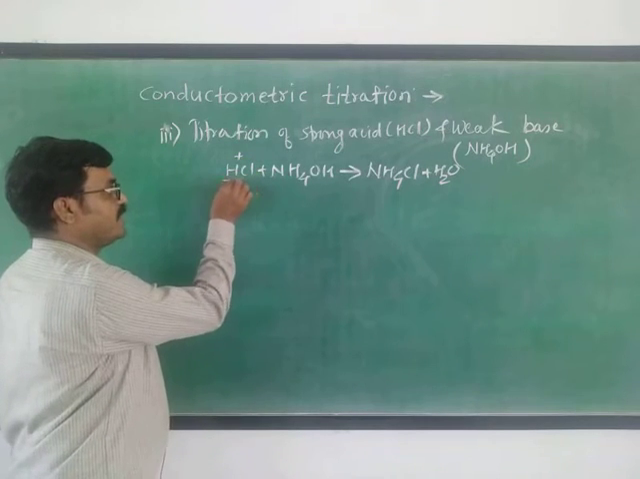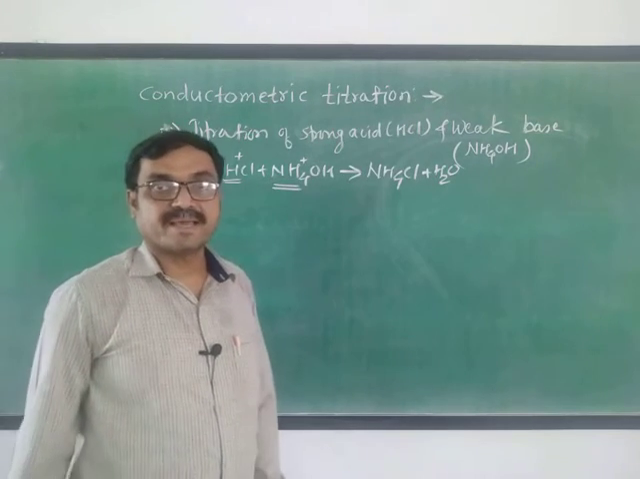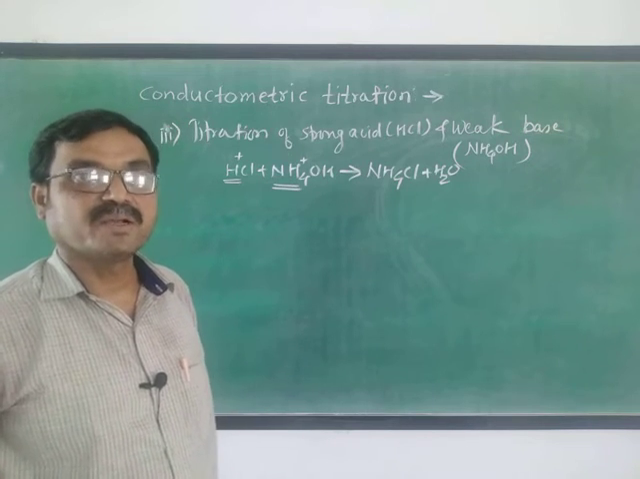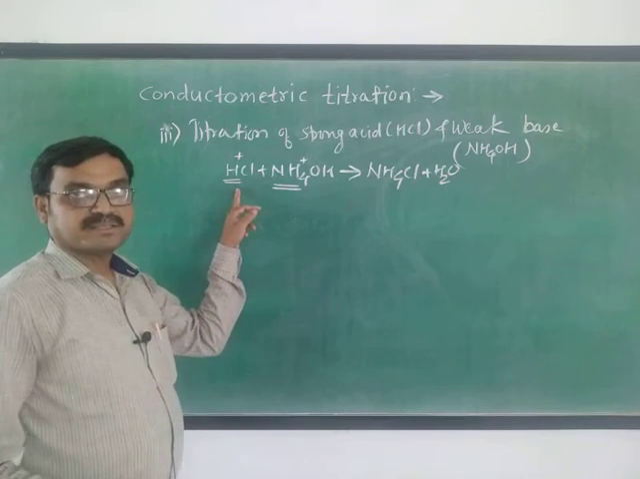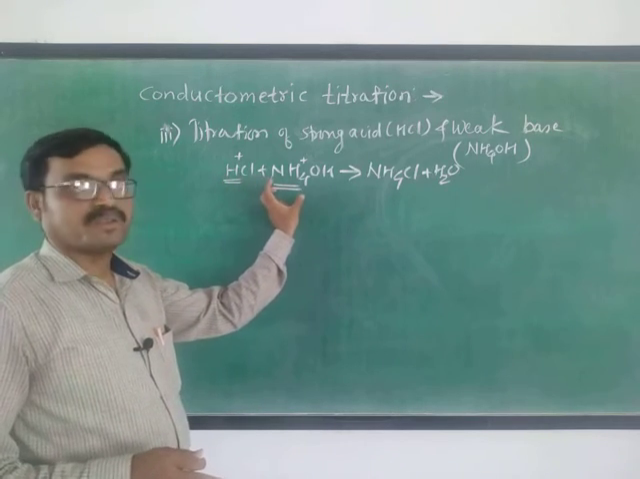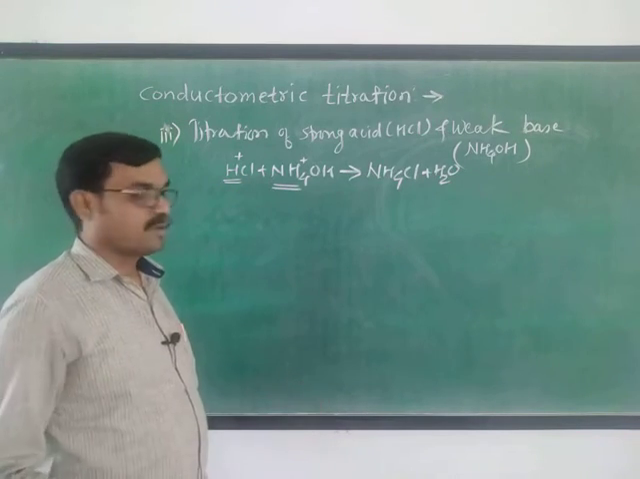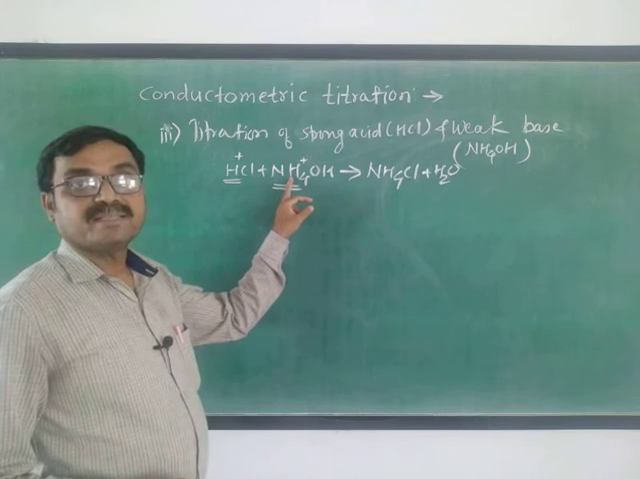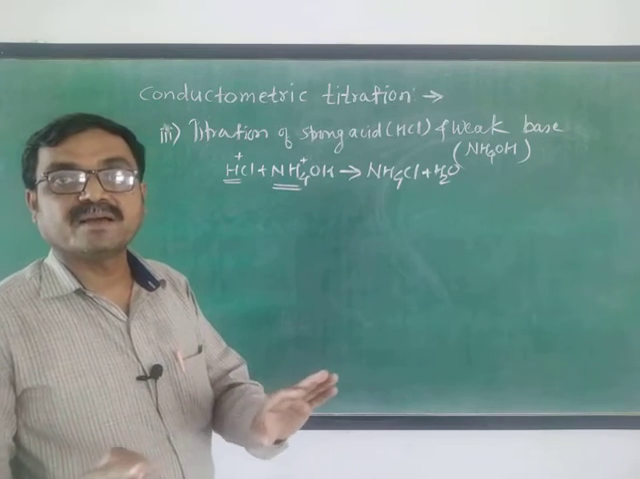Here, the highly mobile H plus ions are replaced by low mobile NH4 plus ions. That's why conductance goes on decreasing. On further addition of NH4OH, again the conductance continues to decrease, until all the HCl gets consumed. But when all HCl gets neutralized by NH4OH and still addition of NH4OH from the burette continues, then what happens? Due to this weakly ionized NH4OH, there is no appreciable increase in the conductance.